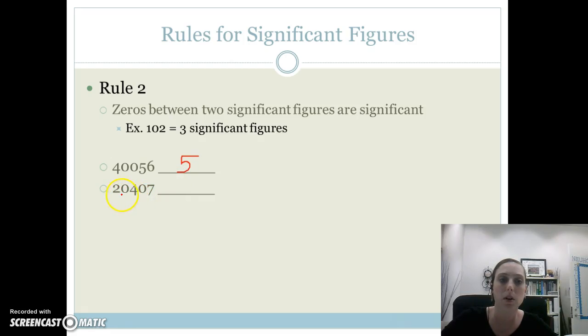How about this number? A 2 is a digit, a 4 is a digit, a 7 is a digit. So all 3 of those are significant. That means the zeros in between them are as well. So this number also has 5 significant figures.